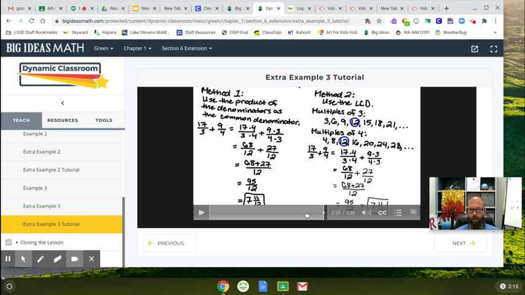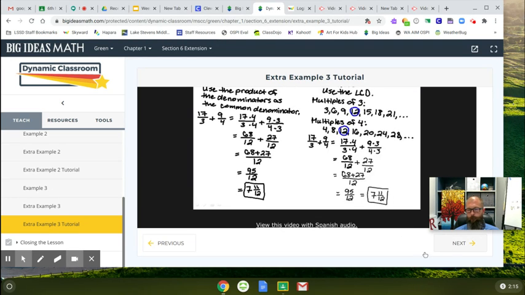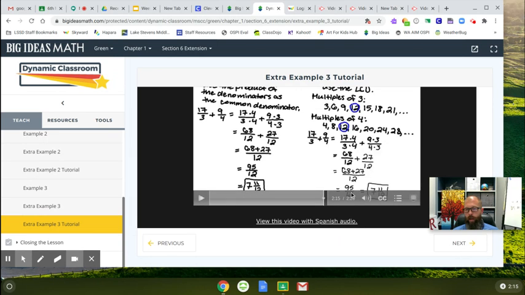So if you're not sure how they got to 7 11/12, you take 95 divided by 12, and you end up with 7, and that's 84. And so you have 11 left over, and then you put that back on top of the 12. So you end up with 7 11/12.